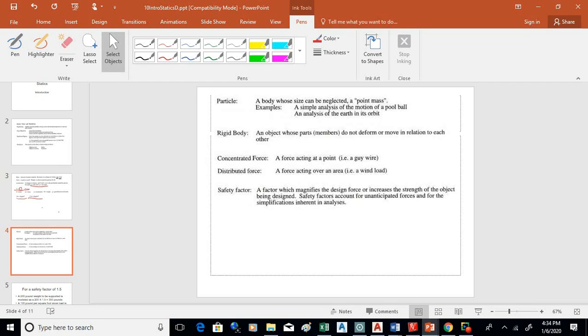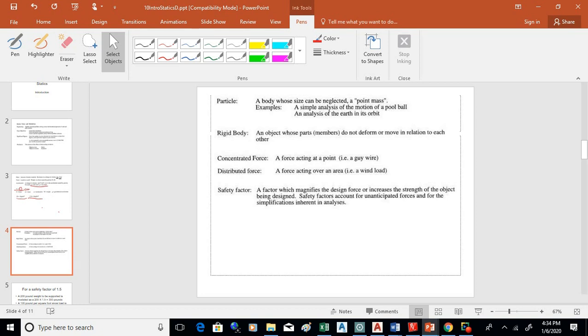Okay, a particle is a body whose size can be neglected. It can be treated like a point mass. The motion of a pool ball could be done by using particle analysis. An analysis of the Earth and its orbit could be done using particle analysis. It really doesn't have to do with the size of the object so much as how you analyze it. Okay?